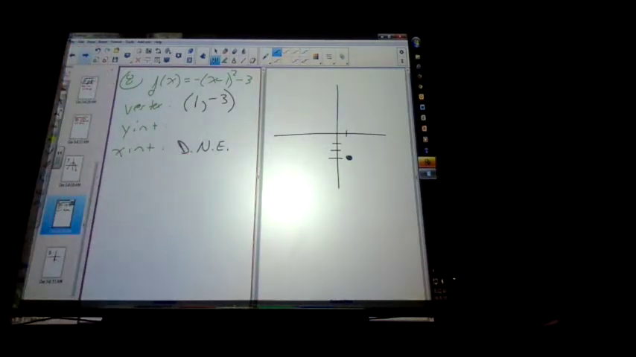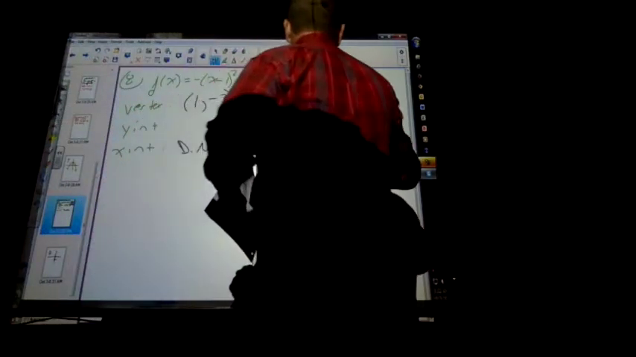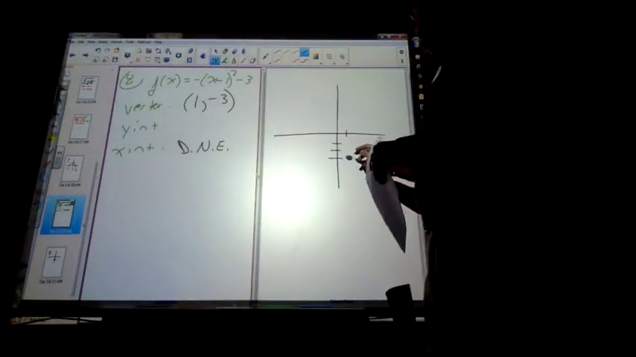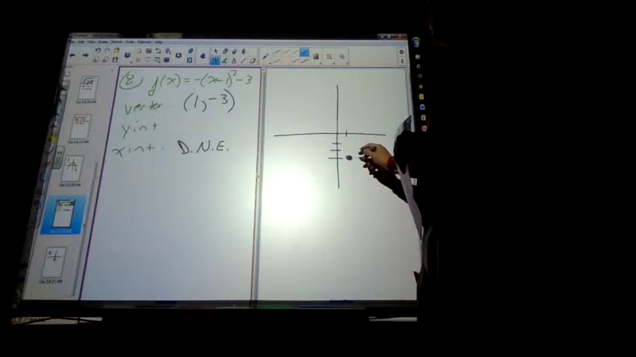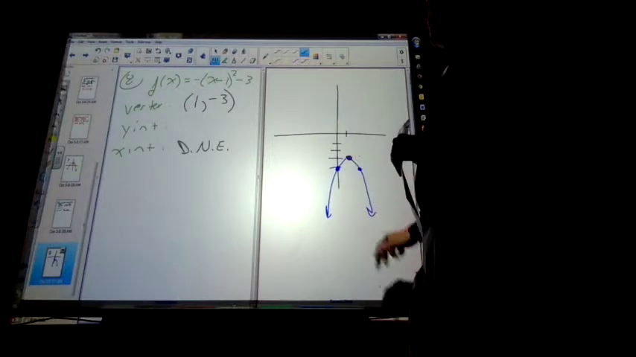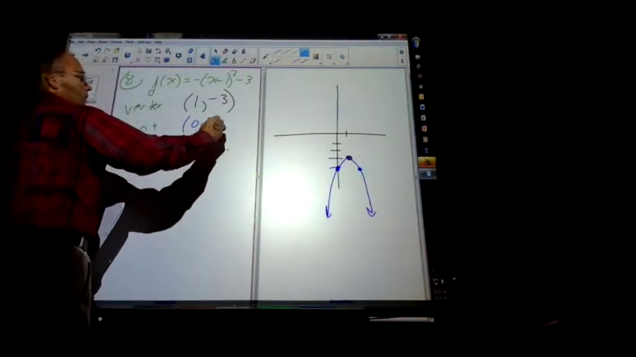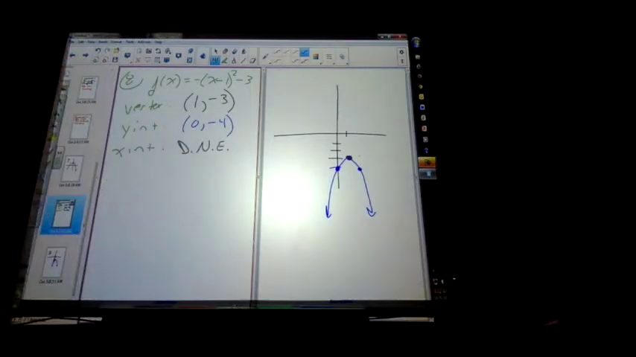If I start growing downward, I'm going to go right one and left one, and up or down how many? Down one. So right one, down one. Left one, down one. Oh, sweet. Look what I just found. What did I just find? The y-intercept. What's the y-intercept? (0, -4). Perfect. Done. We did well.